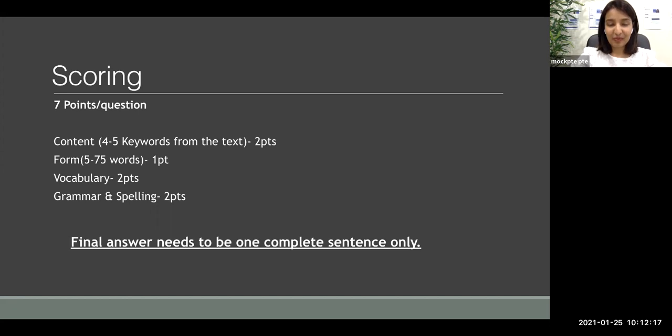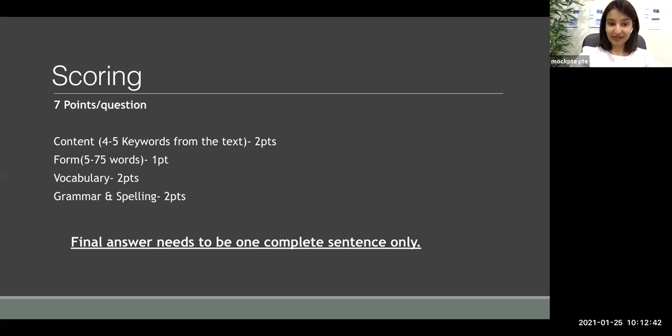Okay, and the most important rule, I'm repeating again: the final answer needs to be one complete sentence only. That means you're allowed to have only one full stop at the end. Do not put any dots in the middle of your answer. Even short forms, like I said, if you wrote etc. or e.g., that dot also will be considered a full stop. So do not use any full stops in your answer unless at the end of the sentence.